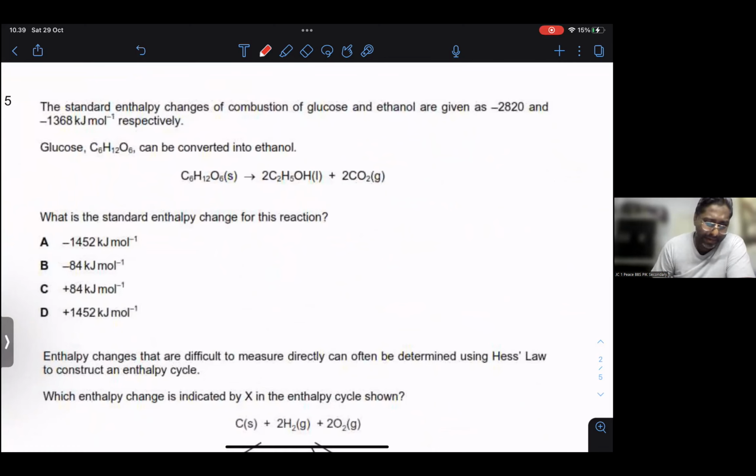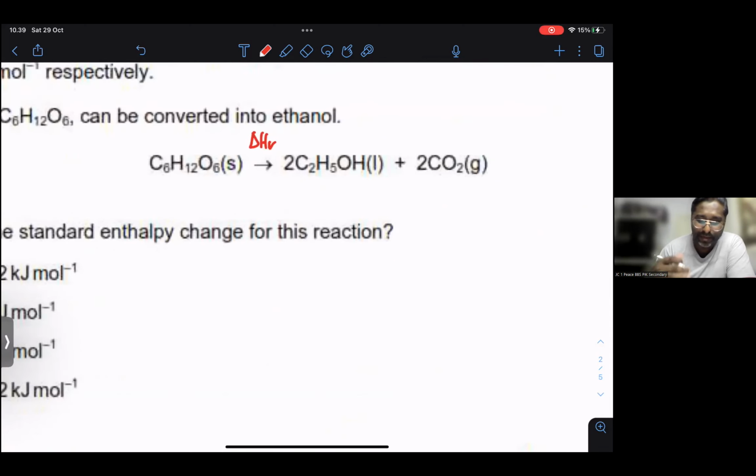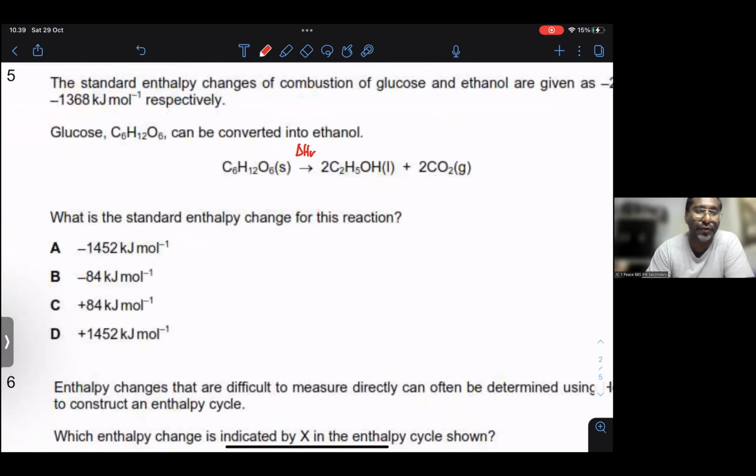So you see here, question number 5, the standard enthalpy change of combustion of ethanol is given. And then they say glucose can be converted into ethanol. So they want the enthalpy change of reaction in this case. What is given for us is combustion. And we told you, whenever we are dealing with combustion, unless we are dealing with formation, then you use Mr. Gopi's method. But if it is going to be combustion, the best way is to rearrange the equation. And I will show you how to use the rearranging equation in a fast way.